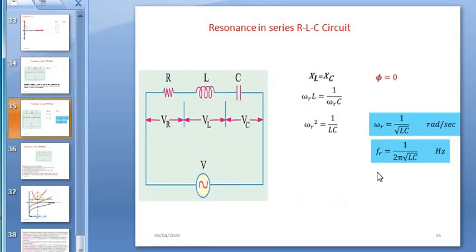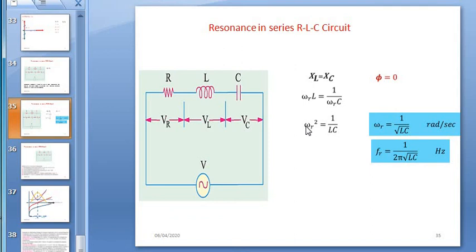Many a times the resonant frequency has been asked in examination. How to find out the resonant frequency? There is a simple derivation for this. In this case, XL is equal to XC. What is XL? XL is equal to omega L. What is XC? It is 1 upon omega C. So omega into omega will become omega square, is equal to 1 divided by C, taking this L to the denominator, so 1 by LC.